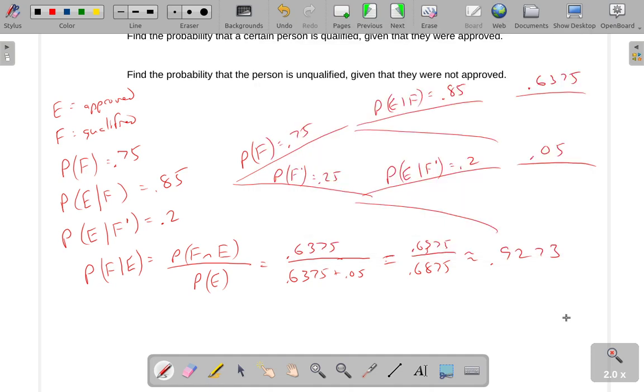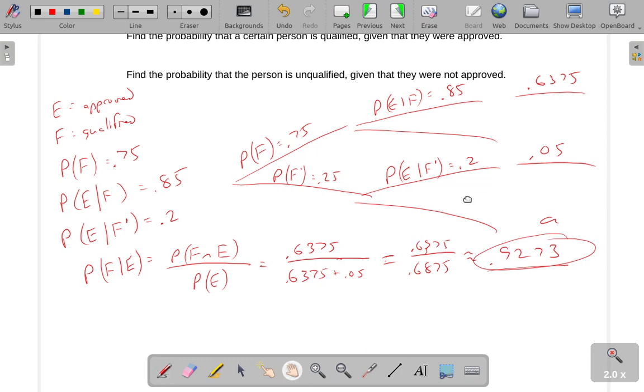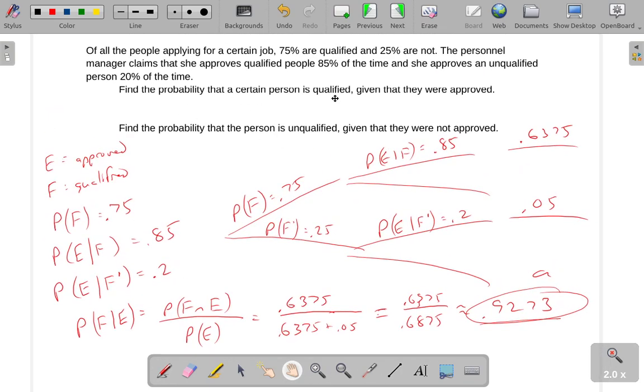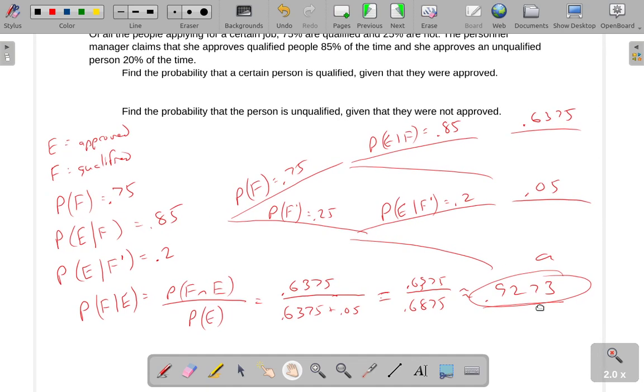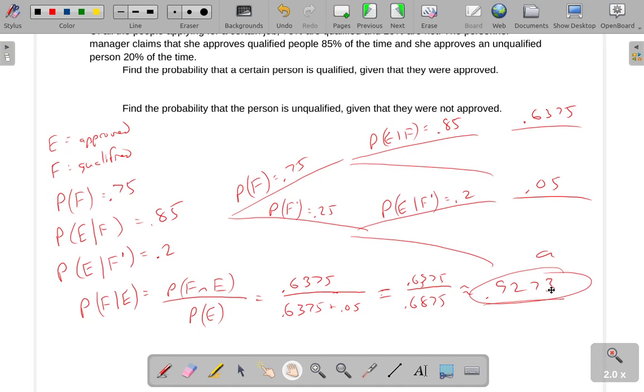So there is approximately a 92% chance, almost a 93% chance, that's part A here, that the person is qualified given that they were approved. Even though there's an 85% chance that this person got approved if they were qualified, there's a 93% chance that they were qualified given that they got approved.